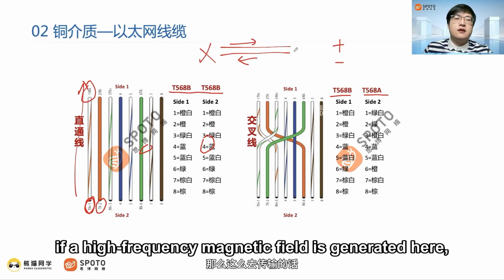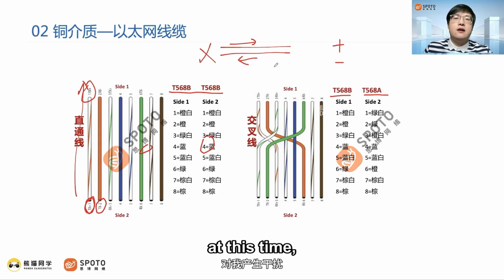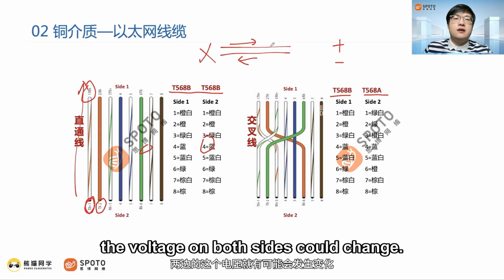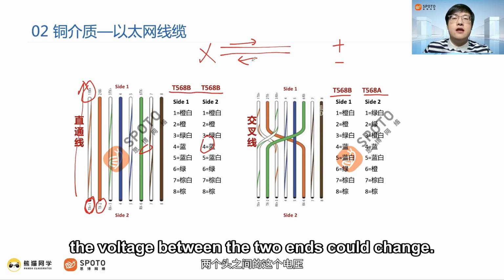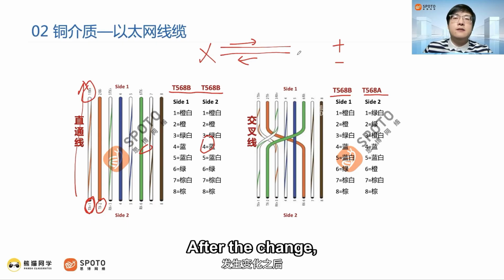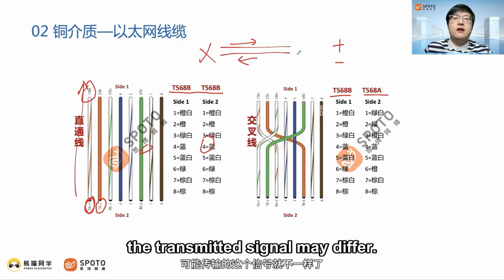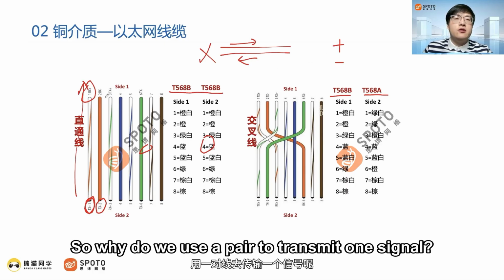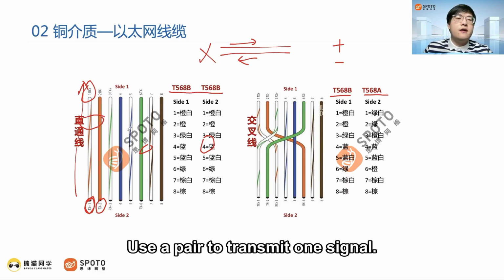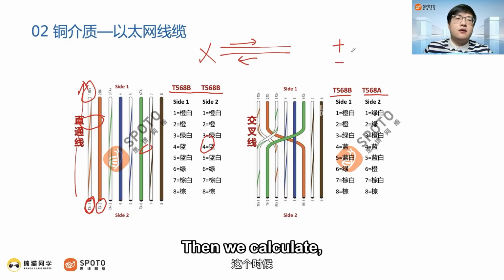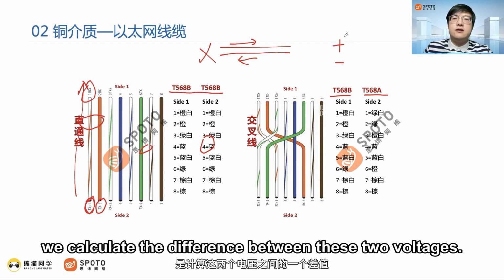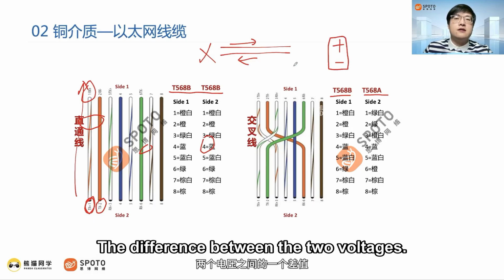Transmitting this way, if a high-frequency magnetic field is generated here, causing interference, at this time the voltage between the two ends could change. After the change, the transmitted signal may differ. So why do we use a pair to transmit one signal? One with a positive signal, the other a negative signal. Then we calculate the difference between these two voltages.